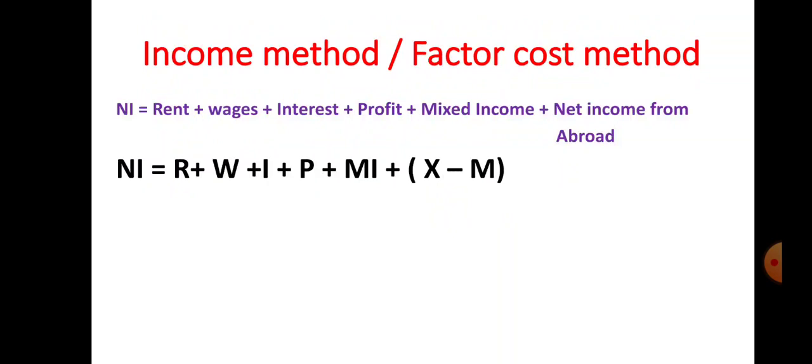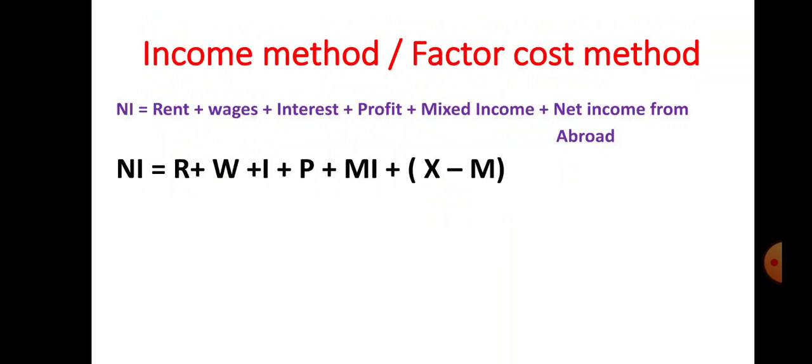Second method to calculate national income is the income method. Income method is also known as factor cost method, and we use this formula to calculate national income. National income is equal to rent plus wages plus interest plus profit plus mixed income plus net income from abroad. Okay, what is mixed income? Mixed income refers to the income of self-employed persons who use their own land, labor, capital and entrepreneurship to produce various goods and services. That is known as mixed income.